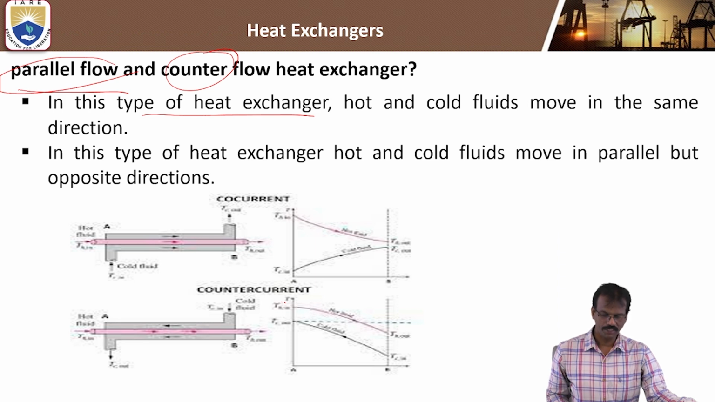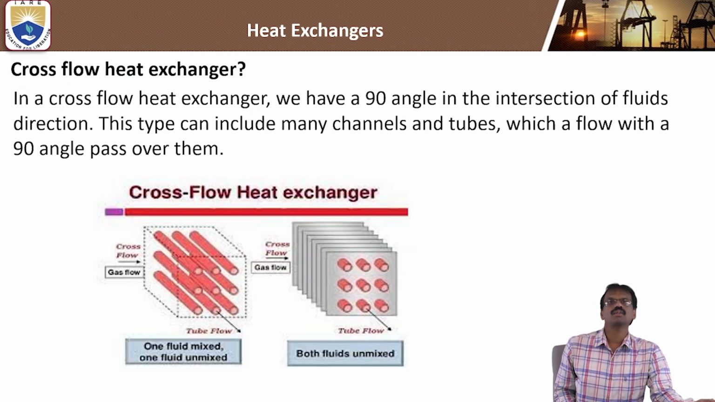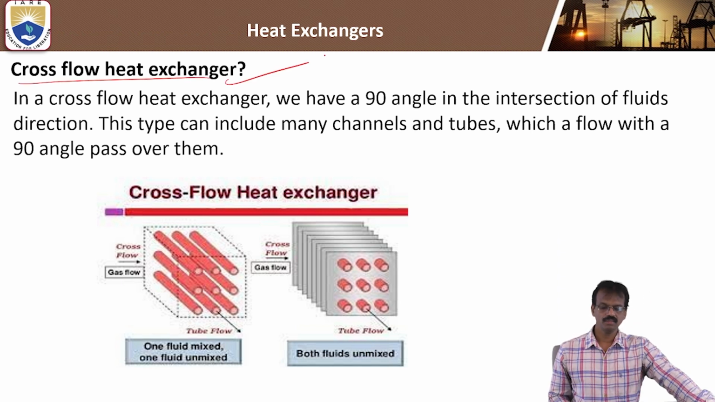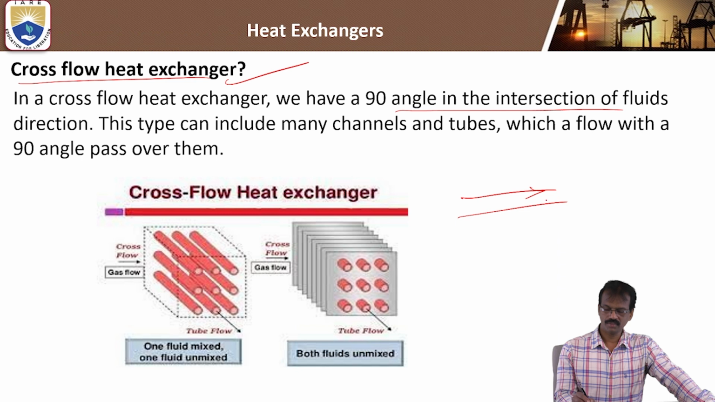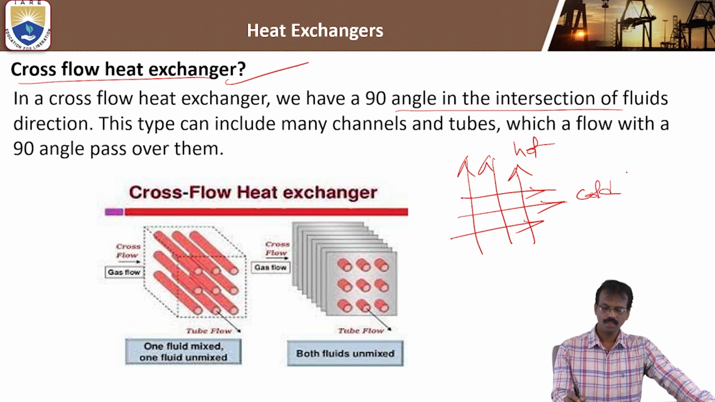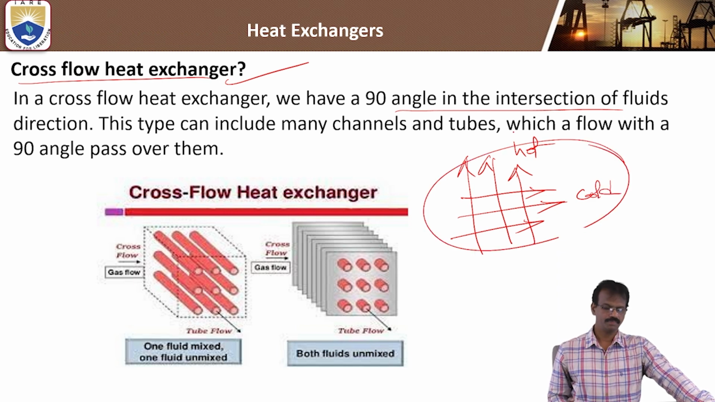That flows in opposite direction. So next one is the cross flow heat exchanger. In the cross flow heat exchanger, we have 90 degrees intersection of the fluid direction. So one fluid flowing like this one, another fluid flowing 90 degrees to the direction of another fluid. If you consider this is the hot fluid, this one is the cold fluid. So perpendicular to each other.